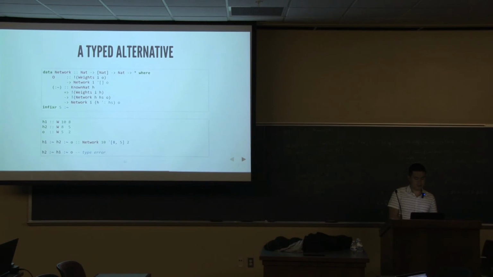And then so this chain, 10 to 8, 8 to 5, 5 to 2. Now we're from 10, 8, 5, 2. And then anything else is a type error. If we had 7 here, it would also be a type error. So just the types now have to match. It's like puzzle pieces again.